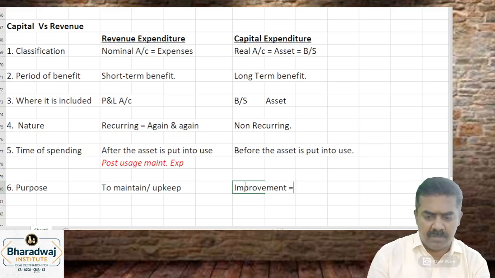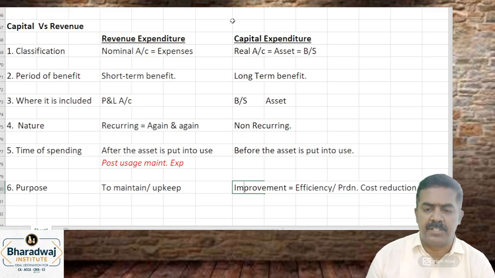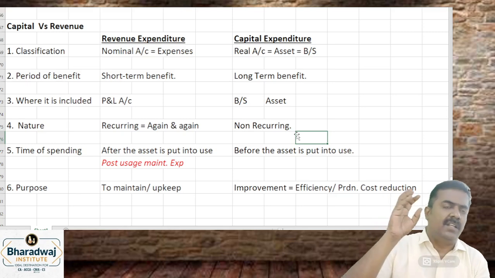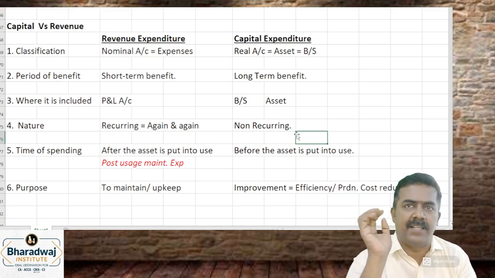If you spend for improvement, which may be improvement in which one? Efficiency, production, cost reduction. All these improvement expenditures will be called as which expenditure? Capital expenditure. Right. In the building, you are replacing tube lights, certain roof tiles you are replacing.